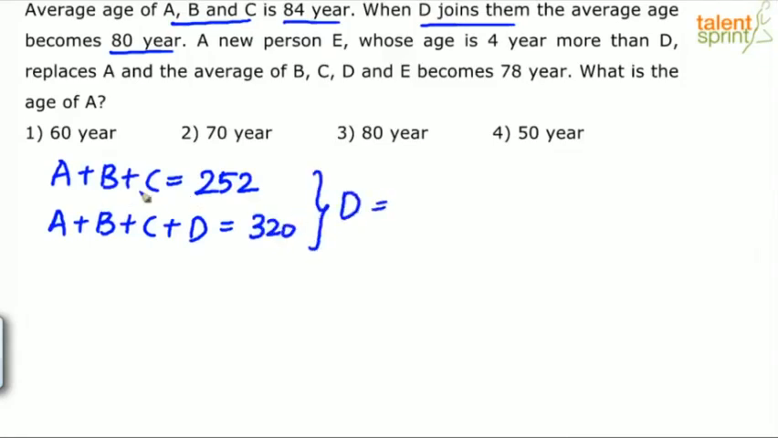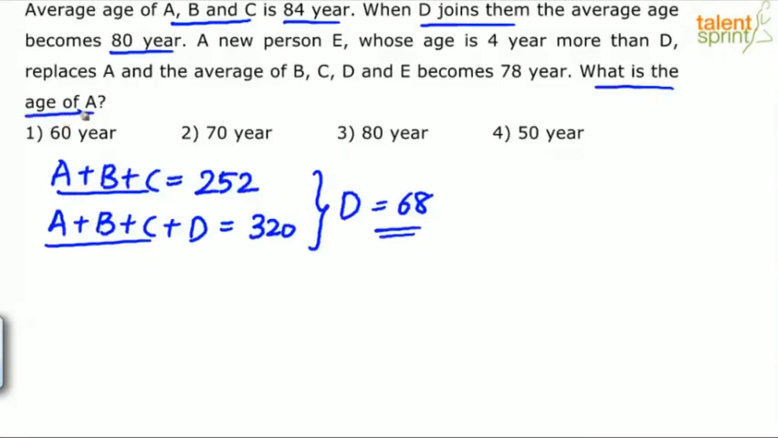Yes. Substitute A plus B plus C as 252 in the second equation. 252 plus D is equal to 320. From this, D comes out to be what? It comes out to be 68. So we can say that D's age is 68 years. But is that what is required? No. The question is asking us to find out the age of A. What is the age of A is to be calculated.